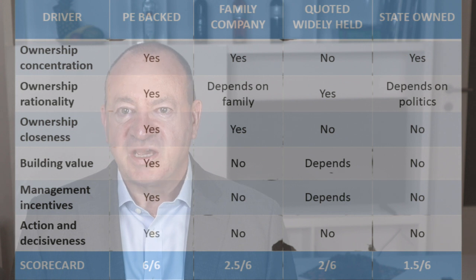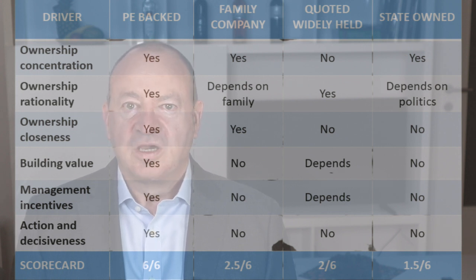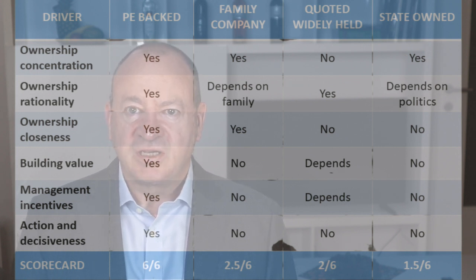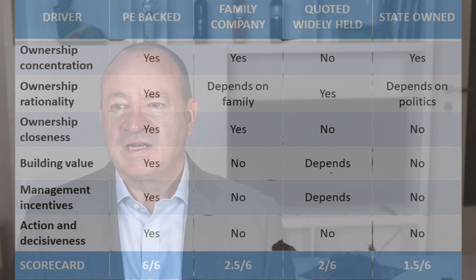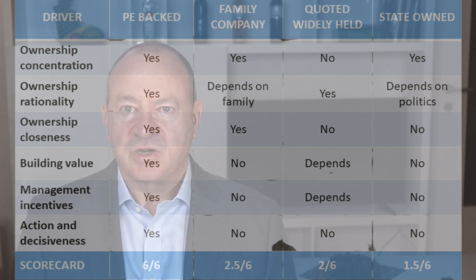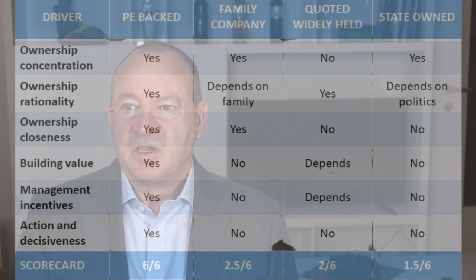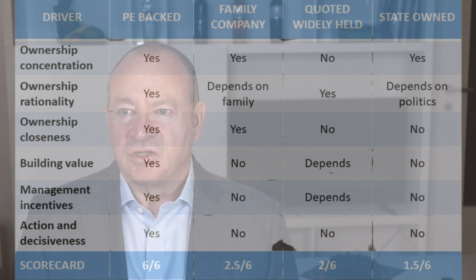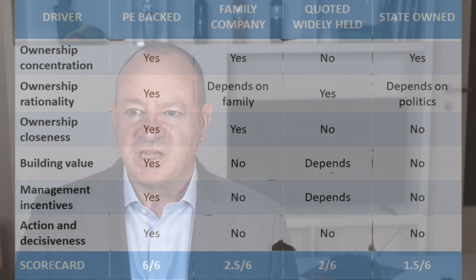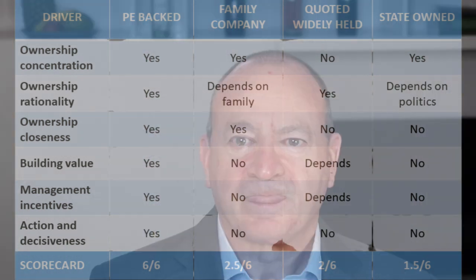In a family company, yes, there tends to also be ownership concentration in that the family, either one member or through several relatives, may have a major stake or total control of the company. A quoted widely held company, no, there is no concentration. No one investor will hold more than 2 or 3%. A state-owned company, yes, the company is owned 100% by the state, and so there is concentration. So it's yes, yes, no, and yes.